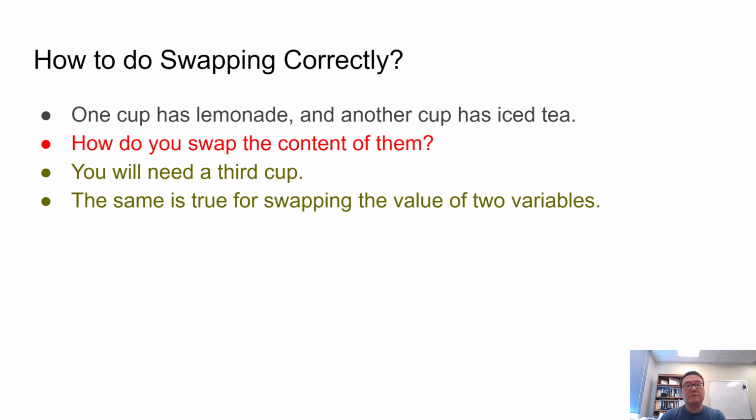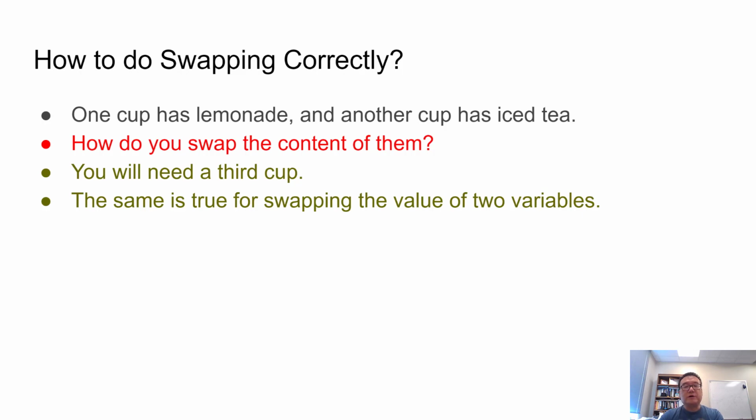You have one cup with lemonade, the other cup with iced tea. Now what I ask you to do is swap the content of the two cups. I want the cup originally with lemonade to have the iced tea, and vice versa. How do you do it? I think if you are posed with this problem, then it's pretty obvious that you need another cup. You can't just work with the two of them to swap. I guess you need some kind of magic in order to do that.